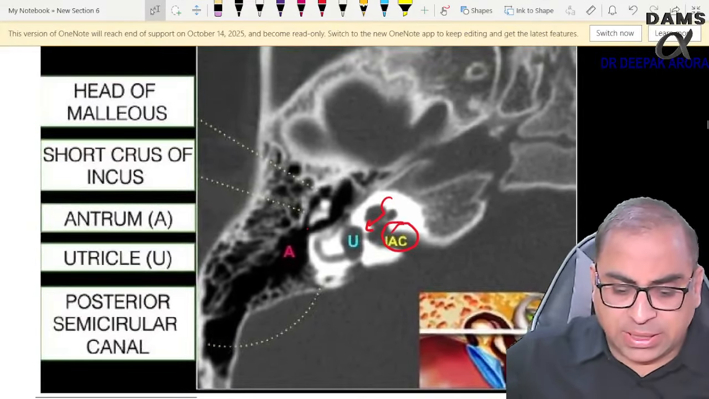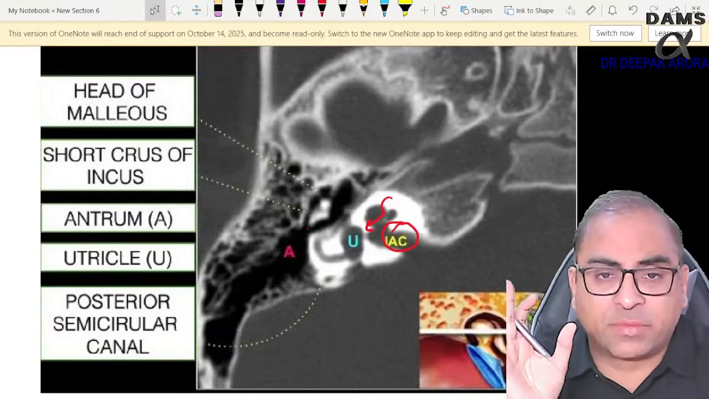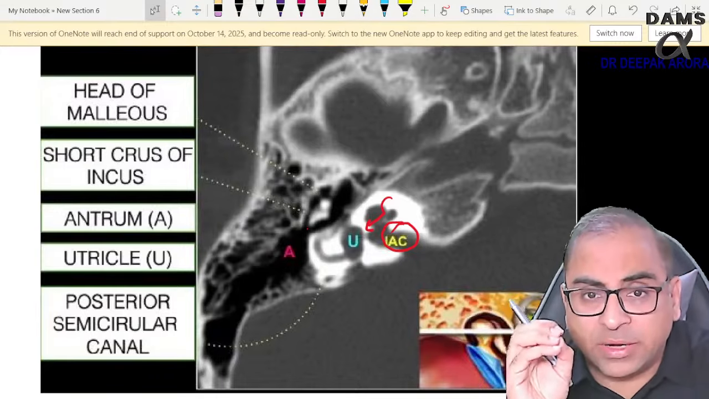Everyone kindly update, kindly thumbs up in the chat box. Are you able to identify the malleus? Convex, beta. The incus has a long process, it is concave.